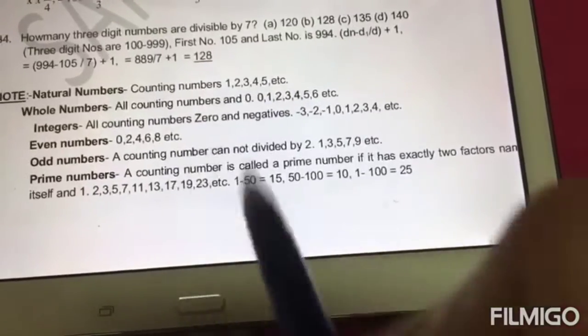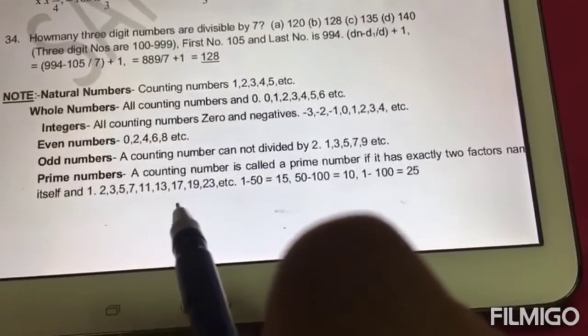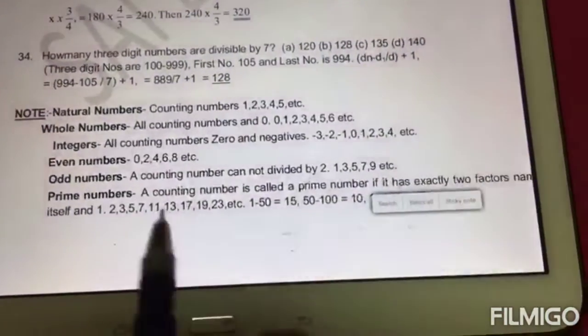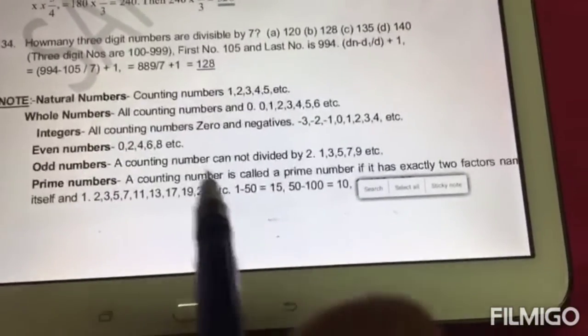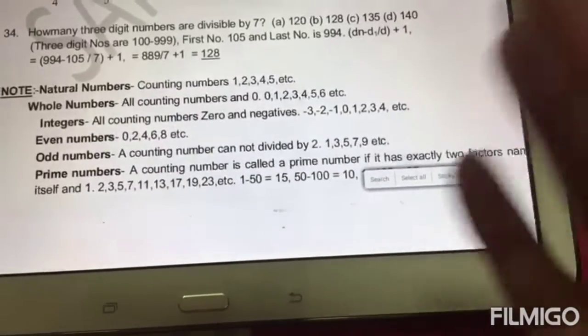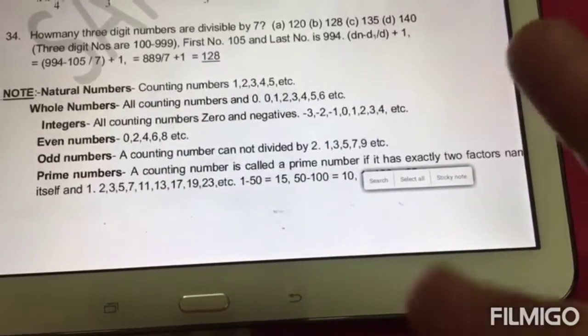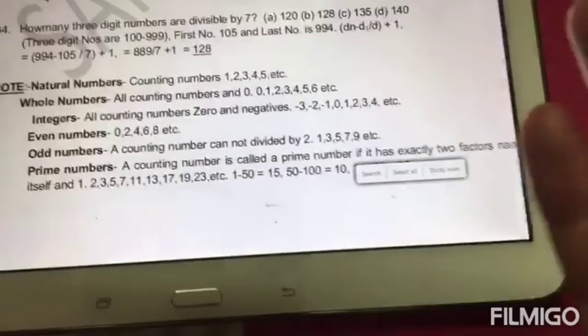Is 12 a prime number? It's not, because it has many factors in addition to 1 and 12. What are those? What are the factors of 12? 1 into 12 is 12. So 1 and 12 are factors. What are some other factors?